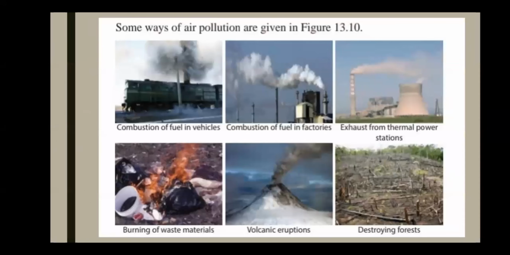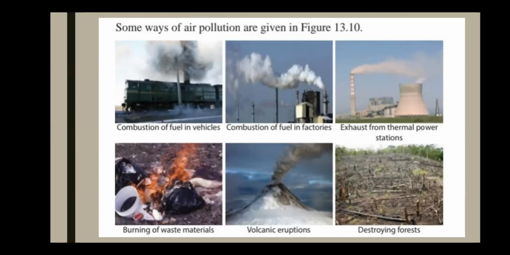Now here are the ways of air pollution. Combustion of fuels in vehicles. See how much smoke is released. Combustion of fuels in factories, burning the fuels in factories. Exhaust from thermal power stations. From the thermal power stations, gases are released. Burning of waste materials. Those particles and gases are released and they go and settle in the atmospheric layer. Once this happens, not only oxygen, the ozone layer is also getting damaged. When harmful rays are coming, the ozone layer is getting a big hole and ultraviolet rays are entering the earth. Then again, diseases are starting to spread. Cancers are coming, different types of cancers.